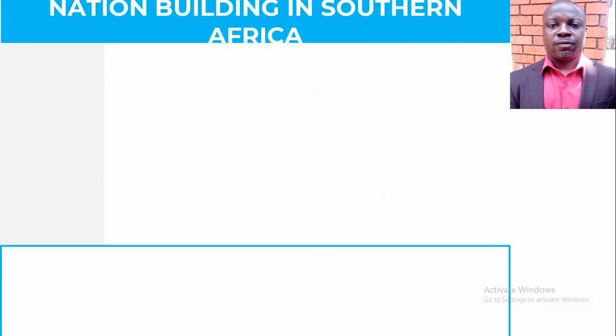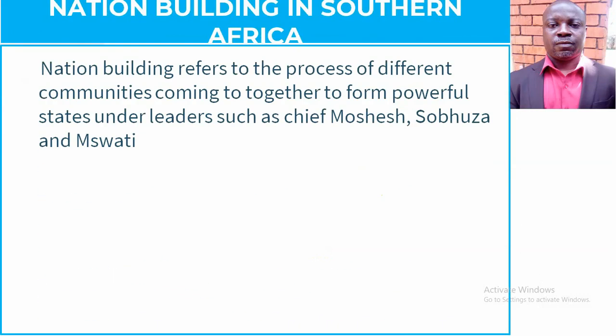From that, we've seen, now we are going to look at this information. You remember, I've told you we are going to know the meaning of nation building. Here we are knowing the meaning of nation building, and it refers to the process of different communities coming together to form powerful states under leaders such as Moshoeshoe. This man Moshoeshoe sometimes has his name written as Moshweshwe. So in other books you will find this name written differently, but the difference is small.